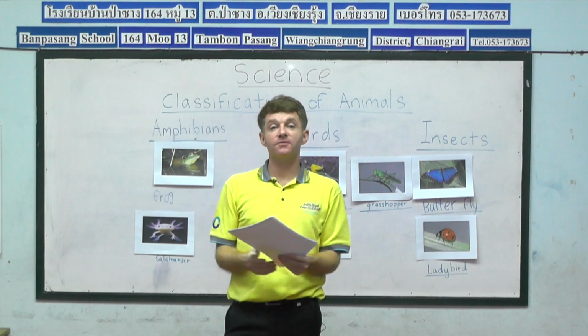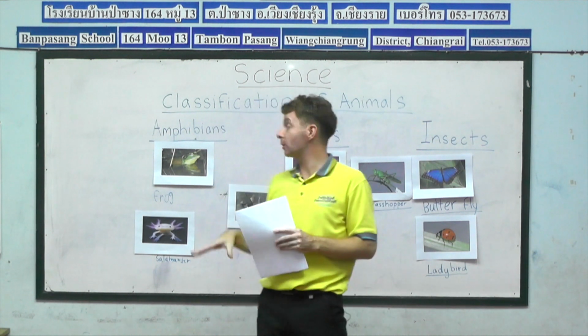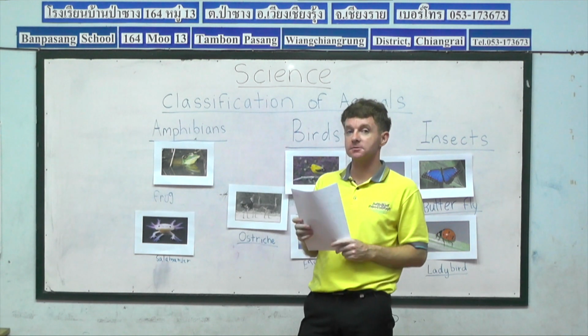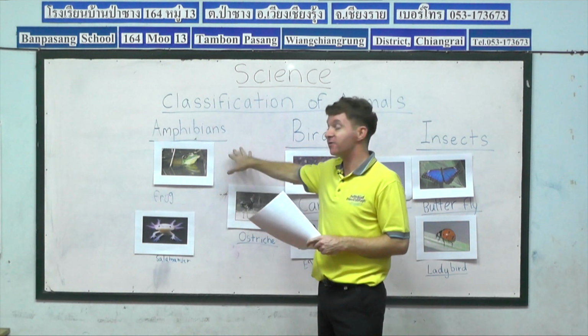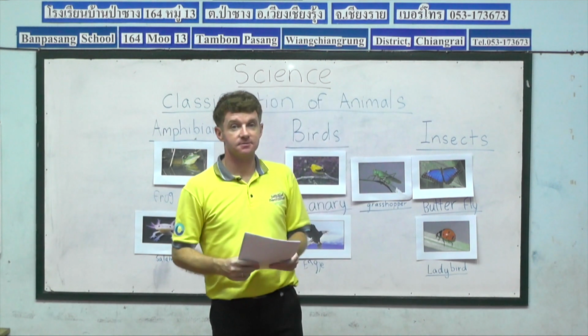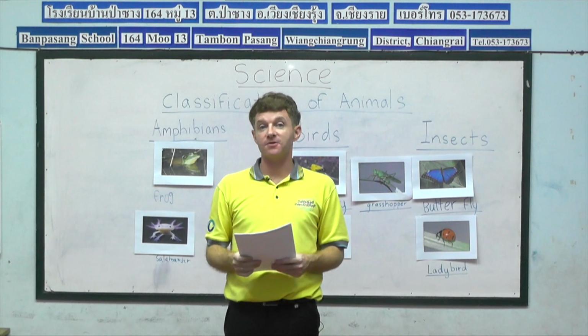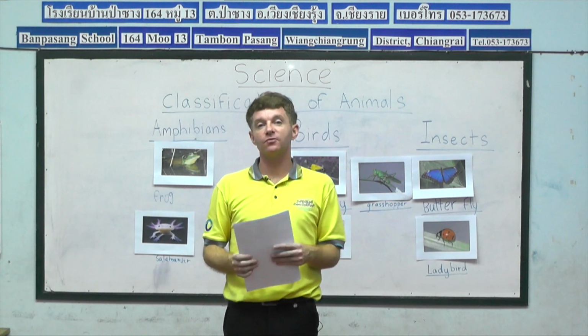So that brings us to the end of today's lesson. So we hope you've enjoyed it and now know about the 6 different groups of animals. And today's 3, amphibians, birds, and insects. So now you know when you see an animal, you can put it into its correct category. And we'll see you again soon for the next lesson.